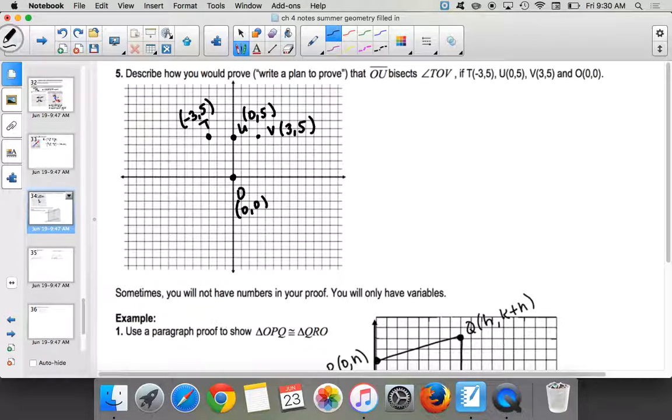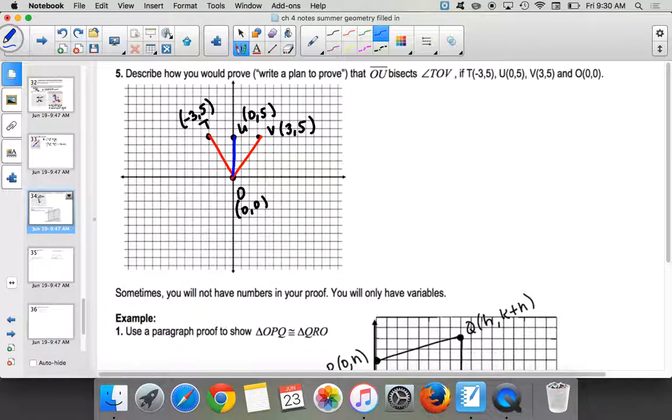Okay, so we want to prove that OU bisects angle TOV. So here's TOV. How can we prove that this segment bisects it? So what do you guys think? So we haven't talked about how to find angles. There is a way later on that we're going to learn. It's called SOHCAHTOA, where we could find those angles. We don't know how to do that.